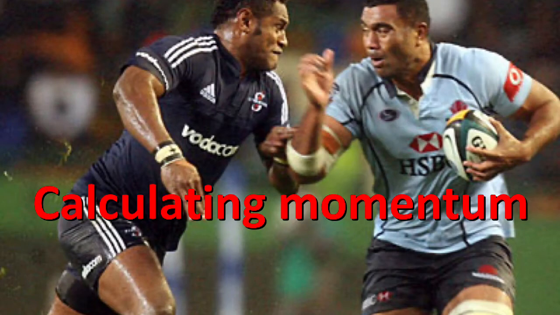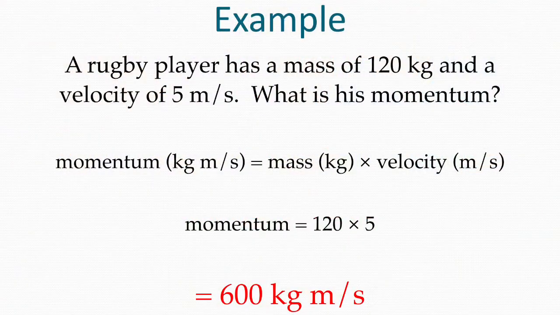We're now going to use that equation to find out how much momentum a rugby player has. In this example, our rugby player has a mass of 120 kilograms and a velocity of 5 meters per second. To find his momentum, we need to times his mass by his velocity, so 120 times 5, which would give us a total momentum of 600 kilogram meters per second.